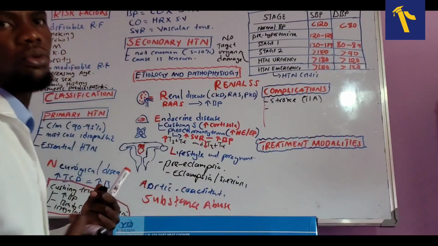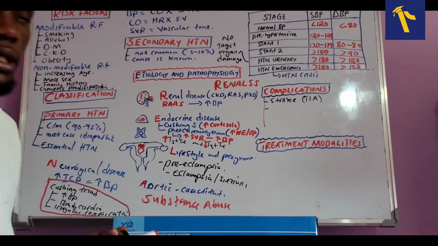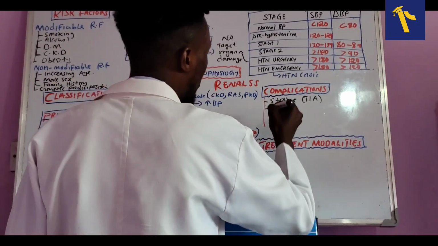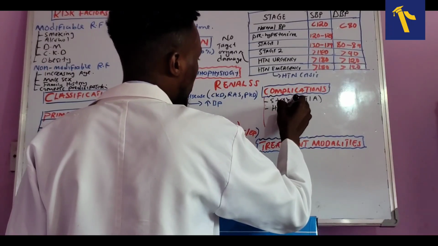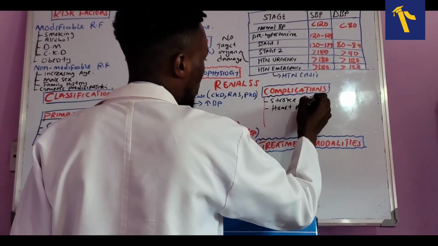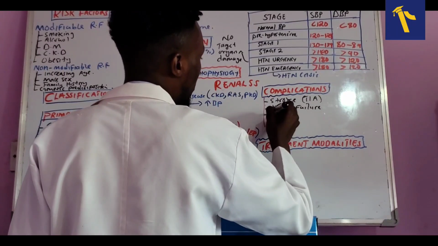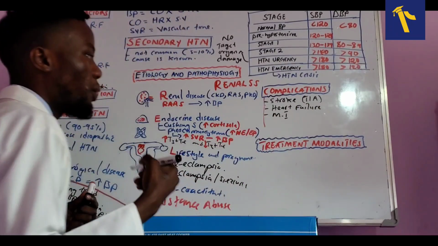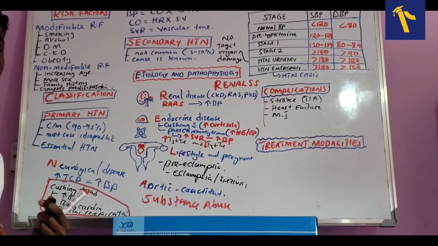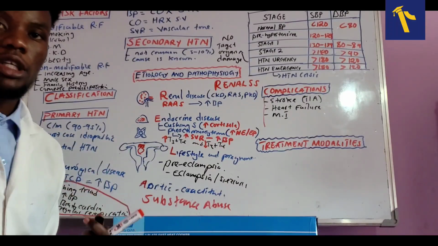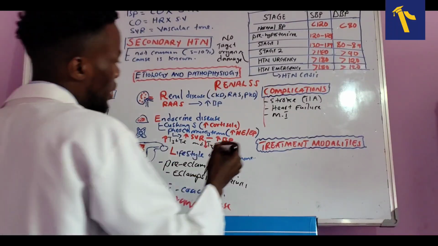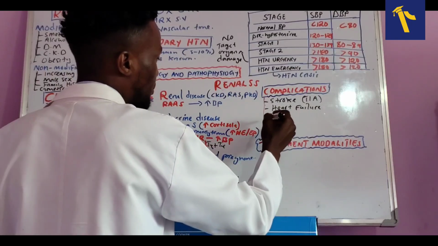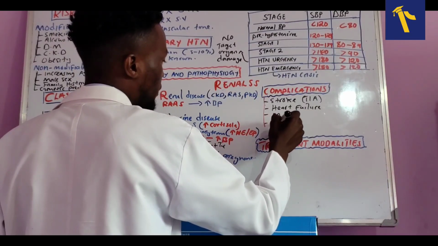Now we can go to maybe the heart, the cardiovascular system. We can have heart failure. We can have MI, myocardial infarction. We can have a lot of cardiovascular complications. We can go to another one, the renal system. Basically, we are going to have renal failure.